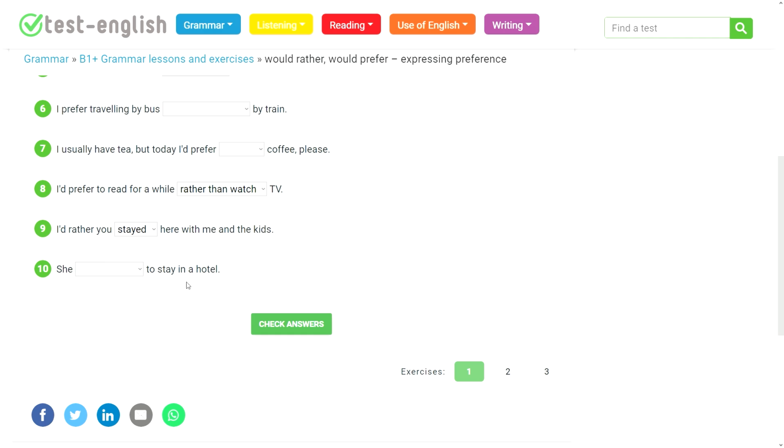She blah blah to stay in a hotel. Look, it says to stay. So she rather to stay? No. She would rather to stay? No. After would rather we don't use to. The right option should be she would prefer to stay in a hotel.